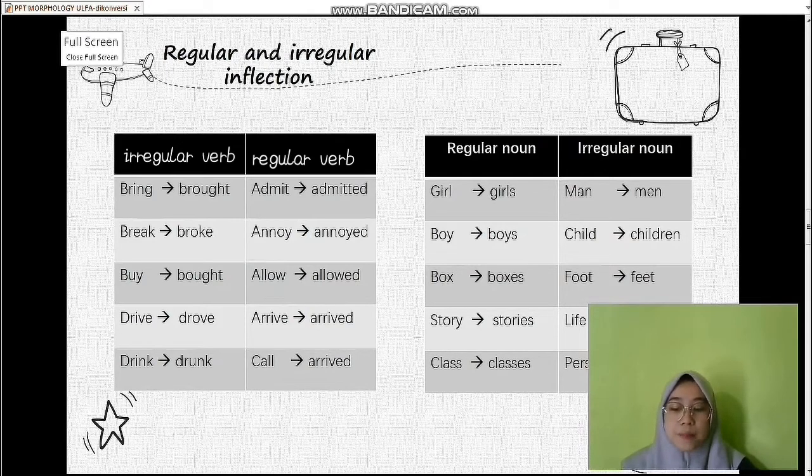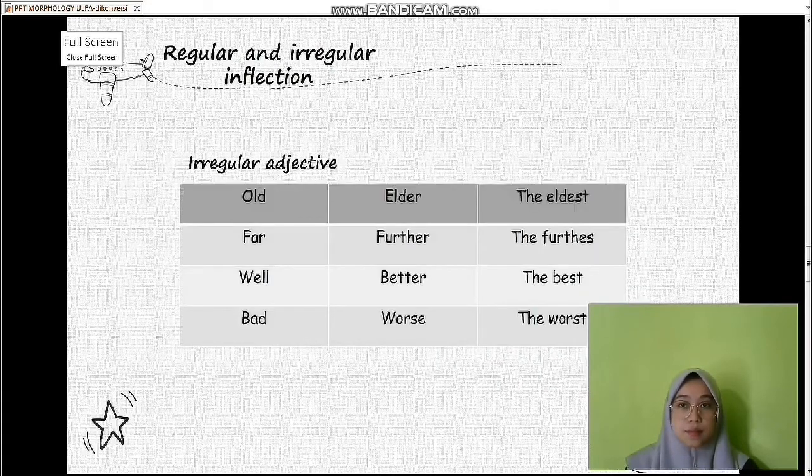Here, I give some examples of verbs and nouns in irregular and regular forms. There are many other examples that we can find on internet or on other books. And here, irregular adjective.